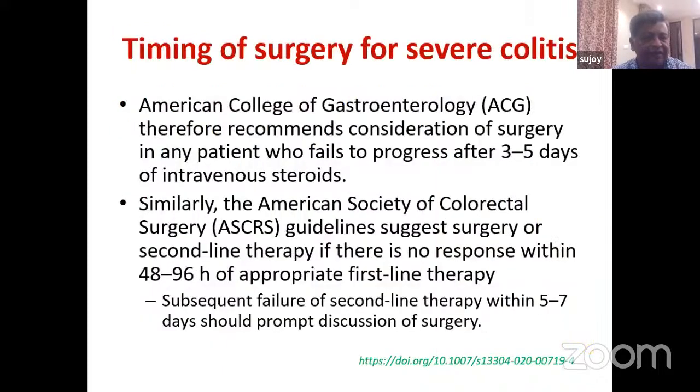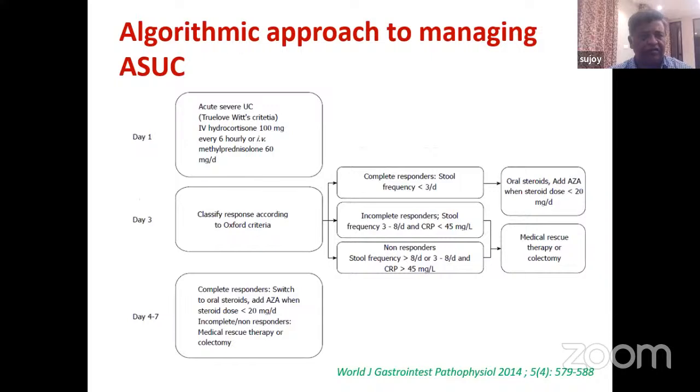In the same vein, the American College of Gastroenterology and the American Society of Colorectal Surgery guidelines also suggest that you should consider a surgical plan within 3 to 5 days of intravenous steroids, specifically in those patients where failure is imminent. And when you have toxic megacolon, you should make an early decision regarding surgery. If there is no response to medical therapy, the decision to do early surgery should be made earlier in those patients with toxic megacolon. So this is the algorithmic approach for managing these patients.